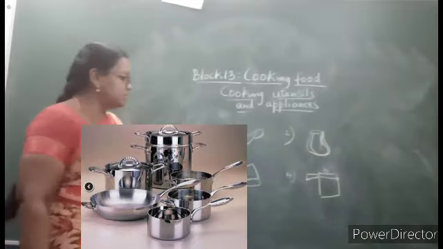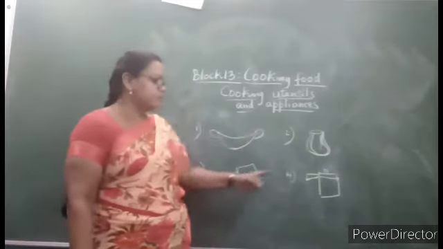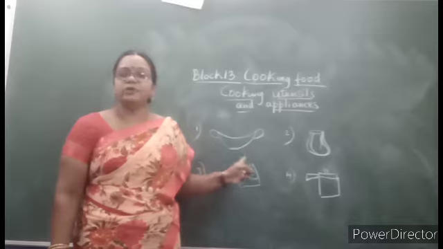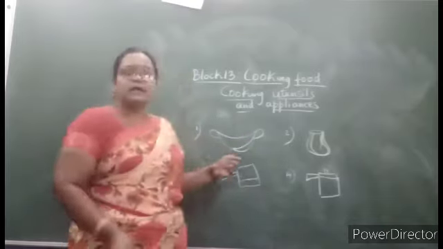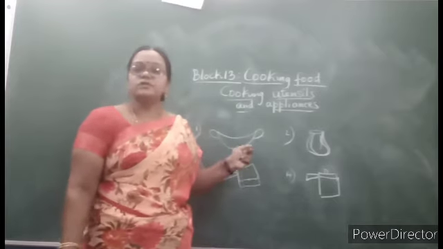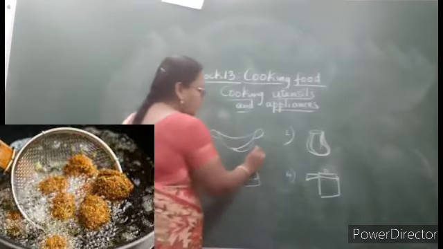So now here you can see some pictures, children. Can you see some pictures of some of the vessels you might have noticed at home? Can you identify this, children? This is the kadai, right? We call this kadai a wok.